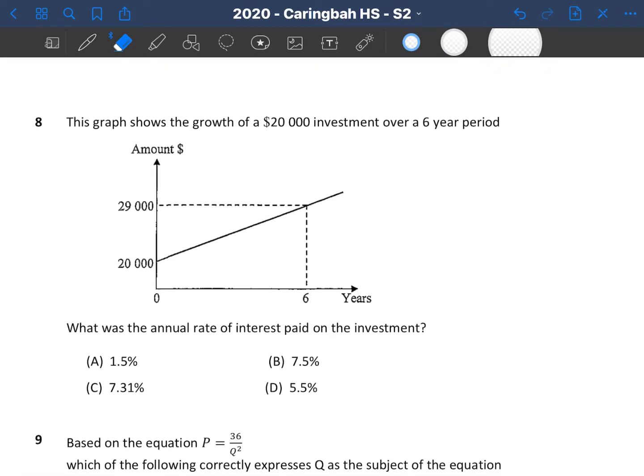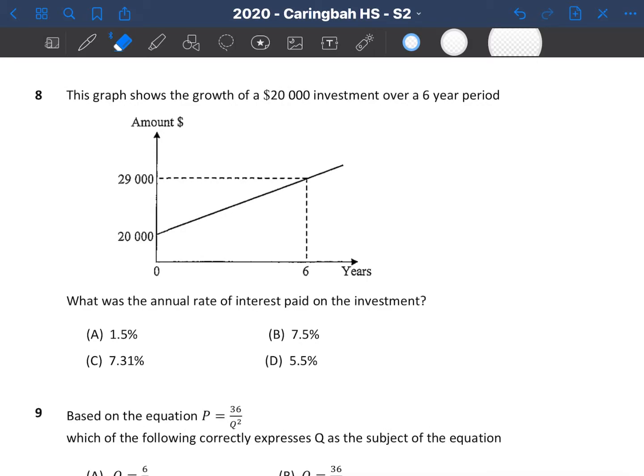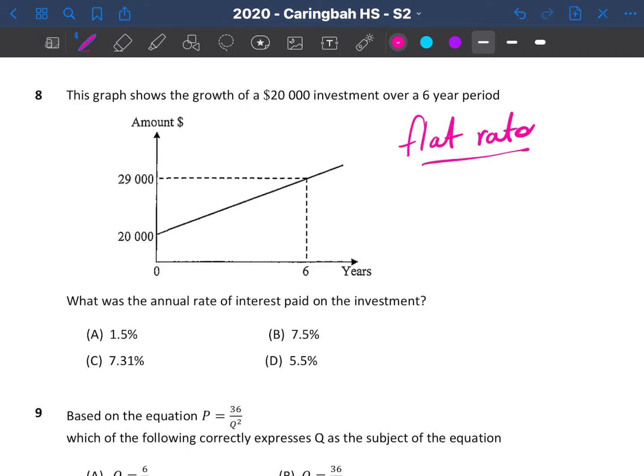Question 8. The graph shows the growth of a $20,000 investment over a 6-year period. What was the annual rate of interest paid on the investment? Now it's a straight line, okay? So this means it's flat rate. What that means is every year it grew by the same amount of money, okay? So it grew from 29,000 to 20,000.